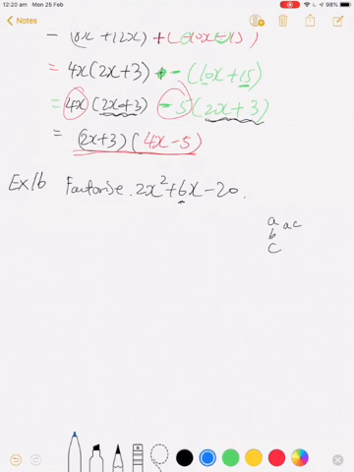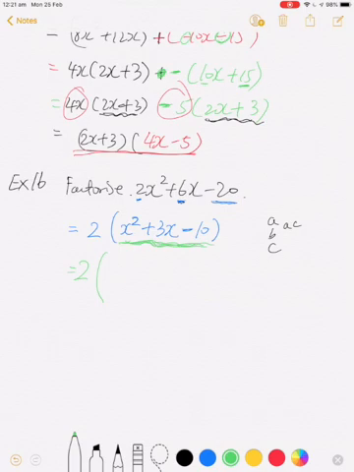You see here we have 2, 6, and 20. We can take the common factor out of these three numbers to make your quadratic look much simpler. The common factor of 2, 6, 20 is 2. If I take 2 out, what I'm left with is x squared plus 3x minus 10. Now this quadratic is much simpler when you try to factorize it. So let's keep that 2 outside.